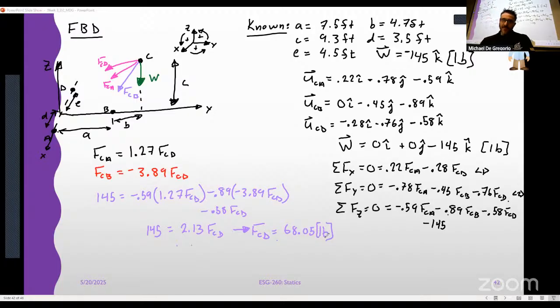But we weren't asked to find FCD. But also, I want you to notice that that came out positive, which means it's actually in tension, like we drew it, right? That's important because it's a cable and it has to be in tension. So if you found out that that was negative, you would know that that's a problem with your answer, okay? Hopefully you would know. FCD, 68 pounds.